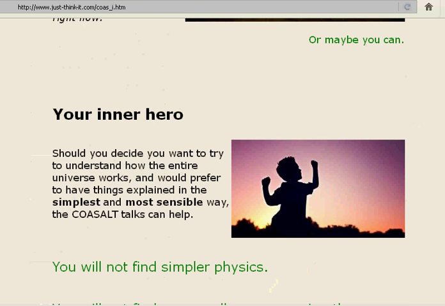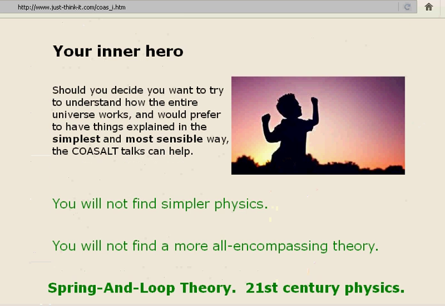Your inner hero. Should you decide you want to try to understand how the entire universe works, and would prefer to have things explained in the simplest and most sensible way, the Consult Talks can help. You will not find simpler physics. You will not find a more all-encompassing theory. Spring and loop theory, 21st century physics.